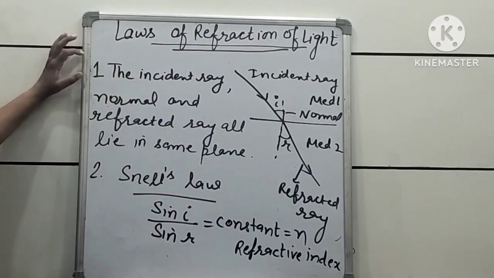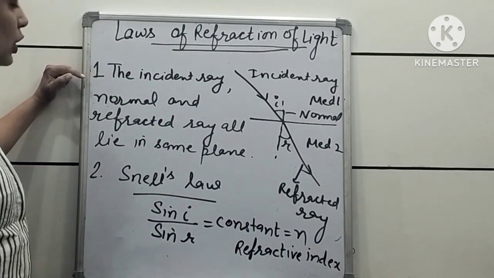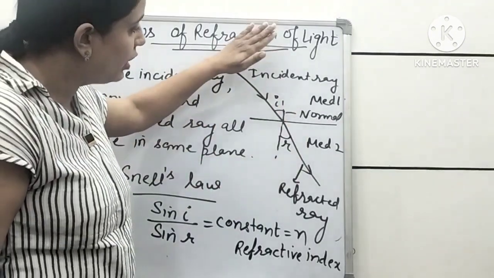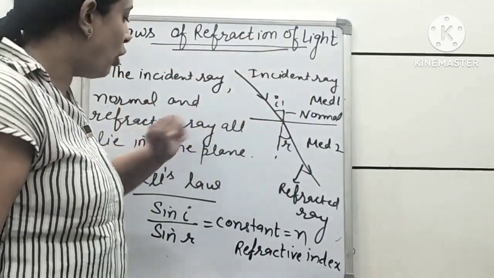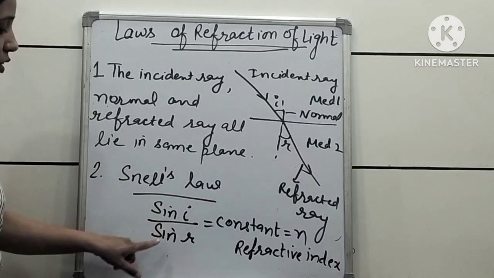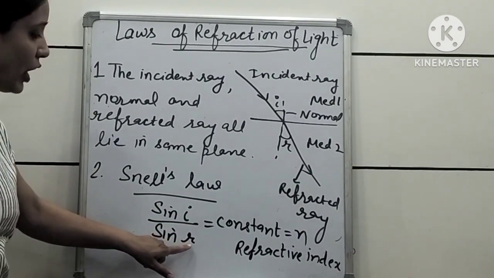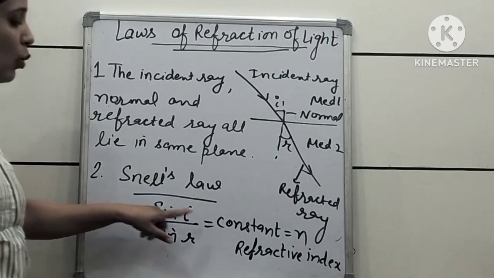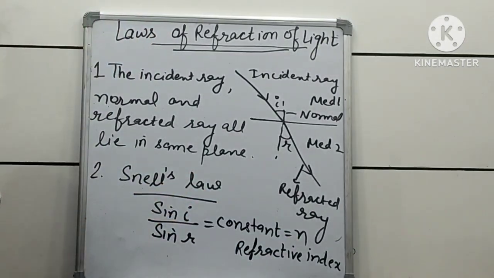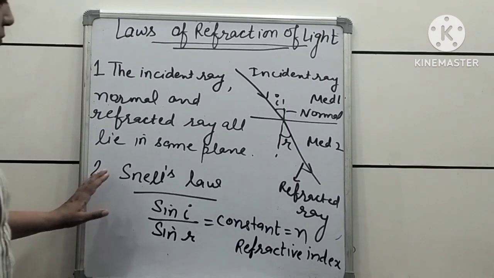So the first law of refraction of light: the incident ray, the normal and the refracted ray all lie in the same plane. You see that all lie in the plane of the board. And the second law, Snell's law: the sine of the angle of incidence divided by the sine of the angle of refraction is always equal to a constant, which is represented by the letter n, and that is known as the refractive index.